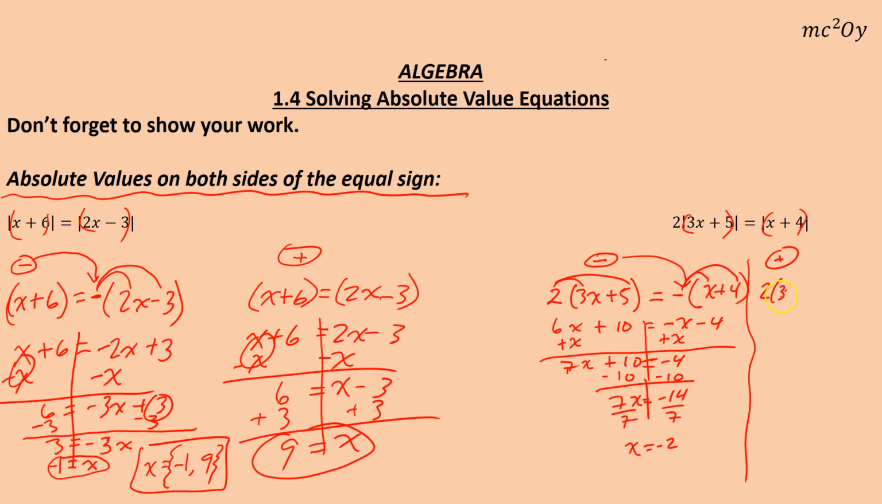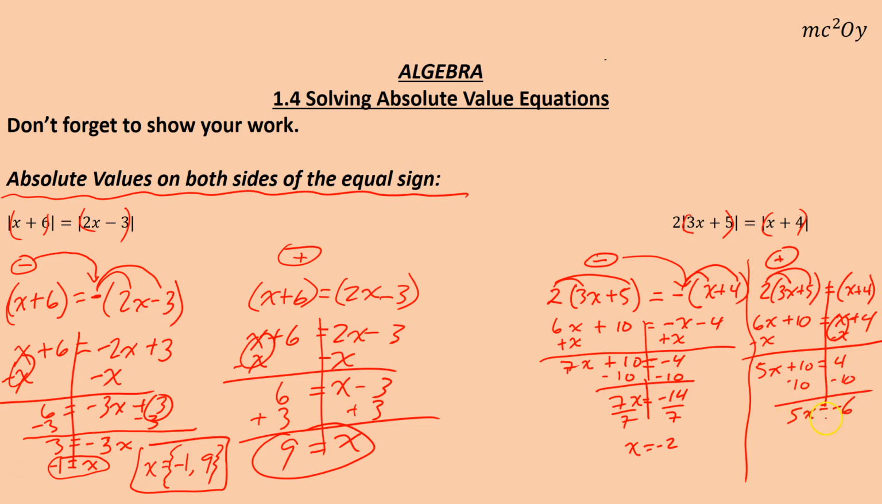So we have 2 times 3x plus 5 equals x plus 4. All right, so we get distributing 6x plus 10 equals x plus 4. Subtract our x over. We get 4 equals 5x plus 10. Subtract our 10. Going to be a bit uglier answer. 5x equals negative 6. And divide by 5. X equals negative 6/5, also known as x equals negative 1.2.